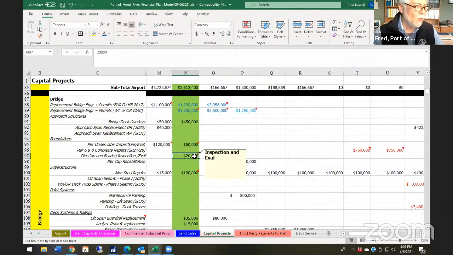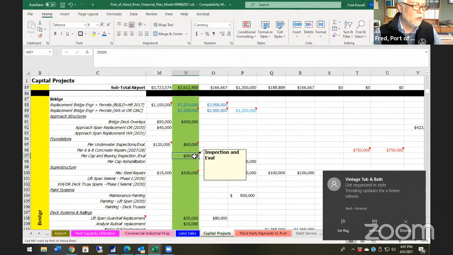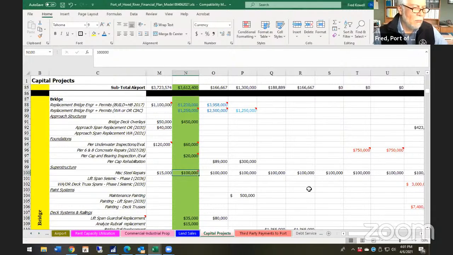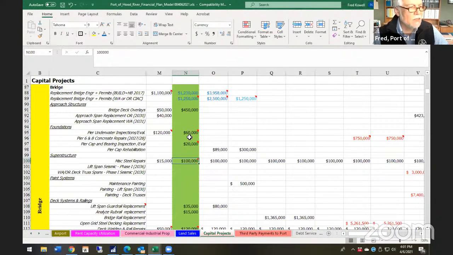We were doing a lot more inspection and evaluation. That's what you're seeing with the pier cap and bearing inspection. You're going to see a lot more steel repairs, whether they're railing or welding. You'll see a lot more of that here in the next few years. Basically, the bridge engineer is saying, hey, for miscellaneous steels, put $100,000 down. We're going to use that up for a while. So that's what you see in this forecast.